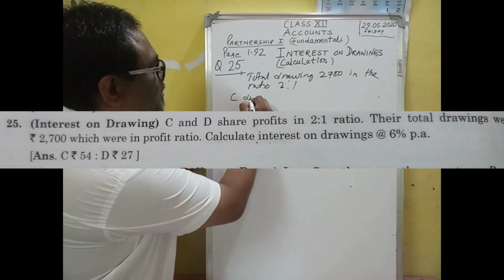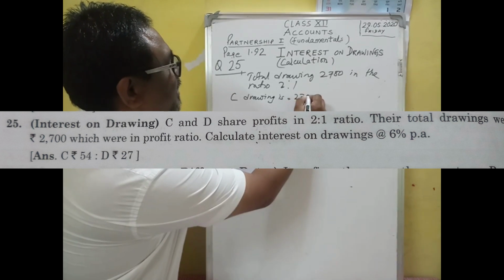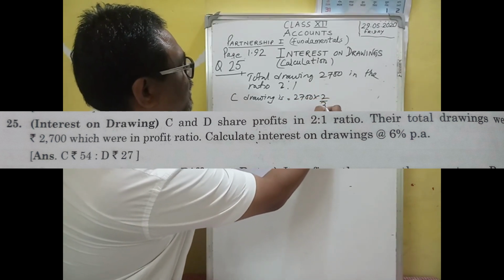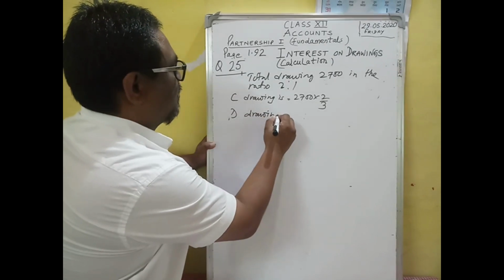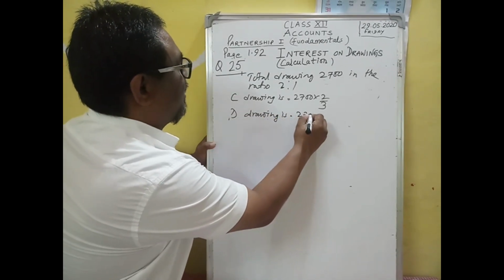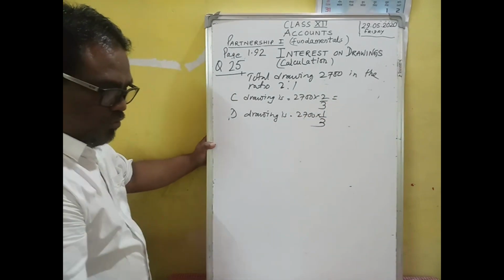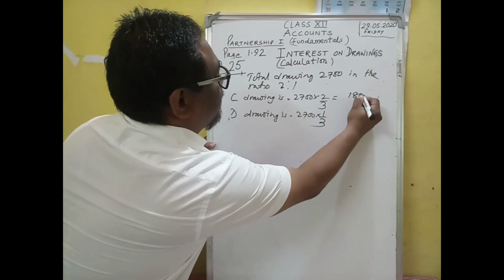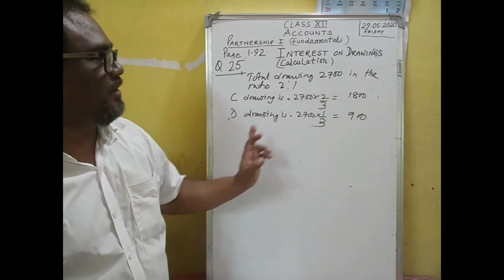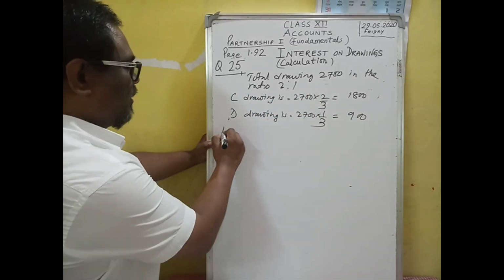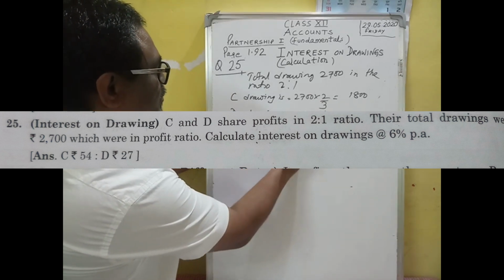C drawings is 2,700 into 2/3, and D drawings is 2,700 into 1/3. So 2,700 into 2/3 is 1,800, and here 900. C drawing is 1,800 and D drawing is 900. So interest on drawings.